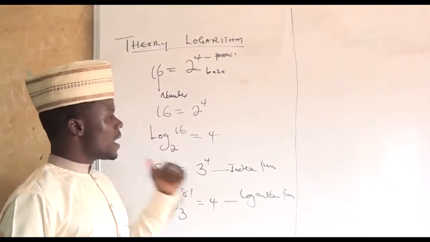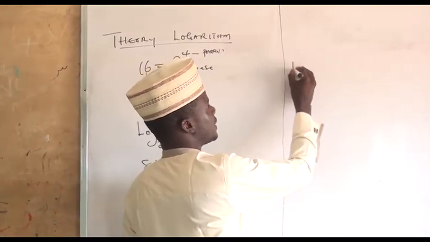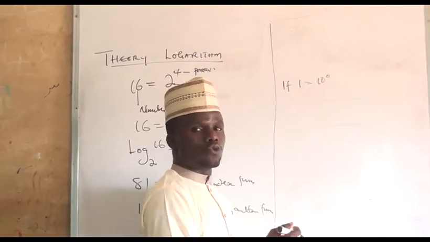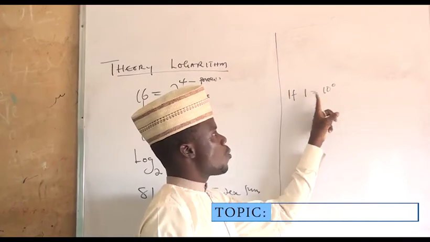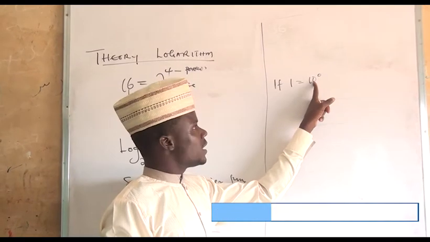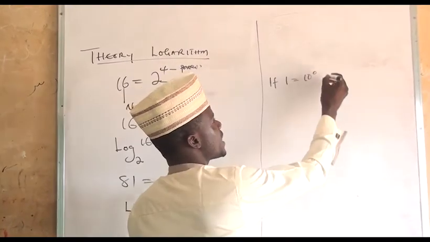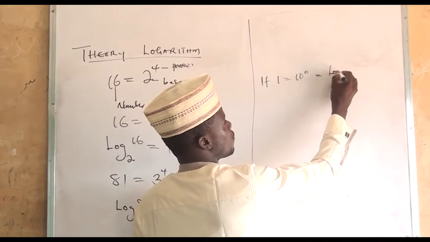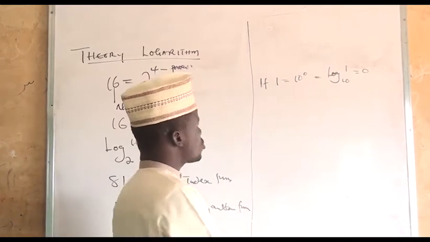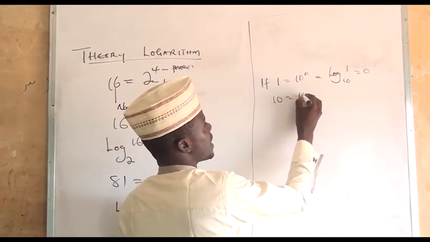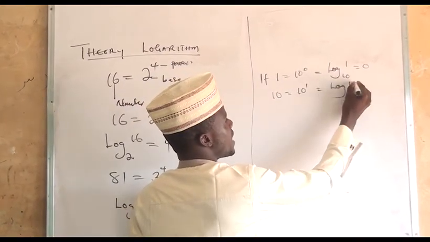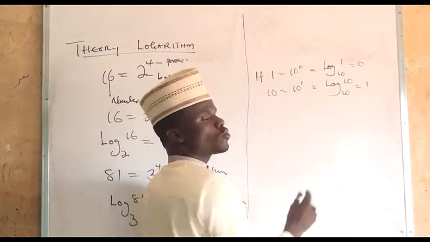Also, if you look at index notation, if 1 equals 10 to the power of 0, yes, we agree with this according to indices, that is, any number raised to the power of 0 is 1. So if 1 equals 10 to the power of 0, we can now say logarithm of 1 base 10 is going to be 0. And if we take 10, 10 is the same thing as 10 to the power of 1, so logarithm of 10 base 10 is equal to 1.